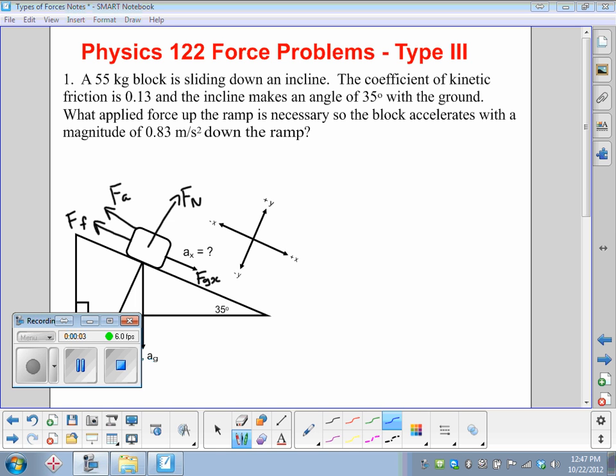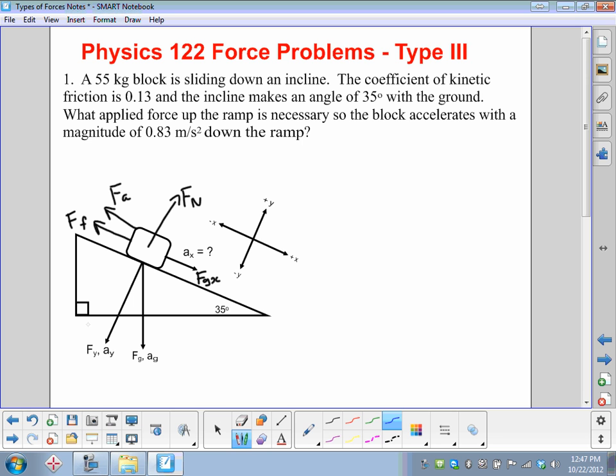So this is a ramp or incline question. We call that force problem type 3 in class. Type 2 is dealing with hanging signs. Type 1 was dealing with applied forces at an angle.